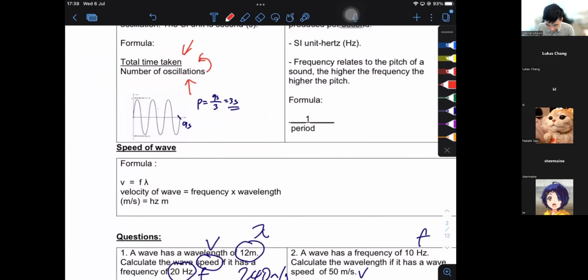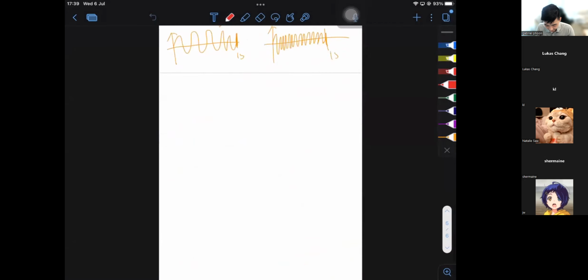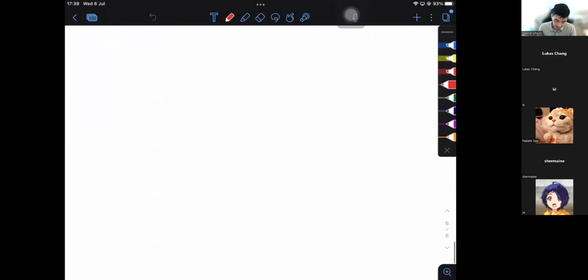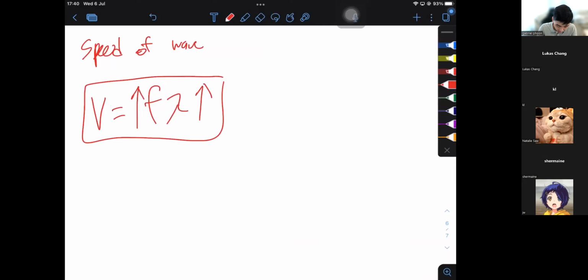Okay, then the final part here is basically talking about the speed of the wave. Now, by formula, guys, the speed of the wave is given as V equals f lambda. Guys, pay attention. Your speed of the wave is dependent on your frequency and your lambda. If you want a wave to travel faster, you either have a higher frequency or a higher wavelength.